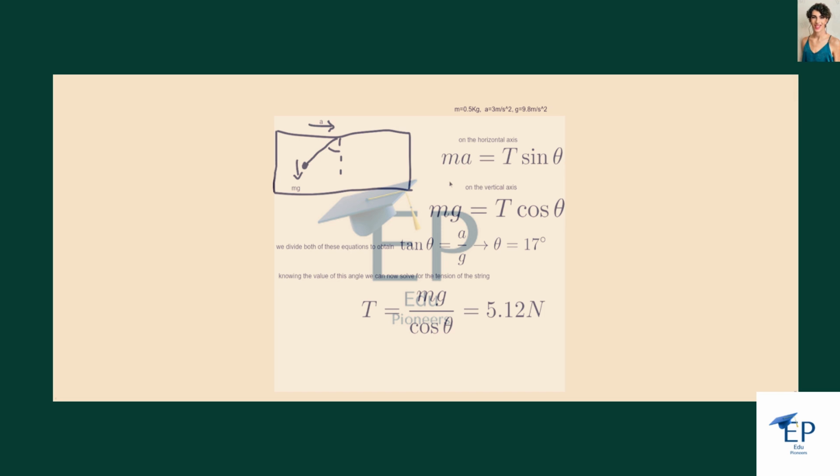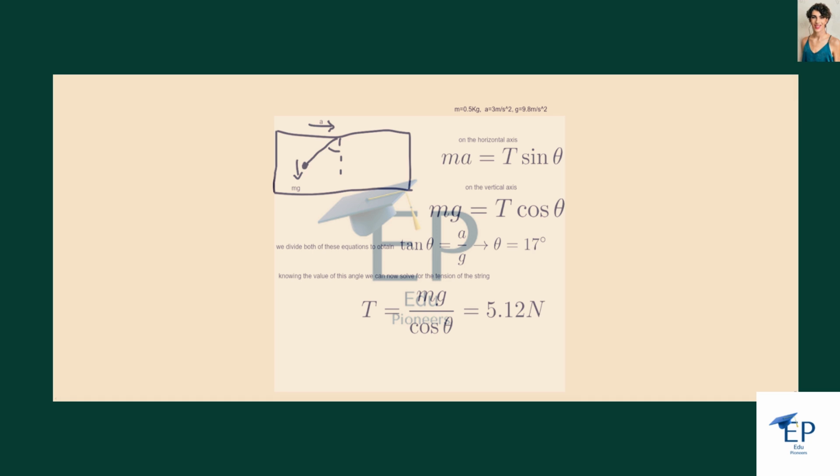And on the vertical axis, the only force is the weight of the mass. So mg is the vertical component of the tension, which is just T times cosine of the angle. To find the angle, we're going to divide both of these equations to get rid of the tension. If you do that, we obtain an equation for the tangent of the angle: it is equal to the acceleration of the truck over the gravity acceleration. With this, you can solve for the angle. You can do arctangent and find that the angle is 17 degrees.